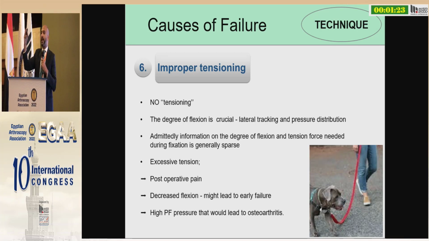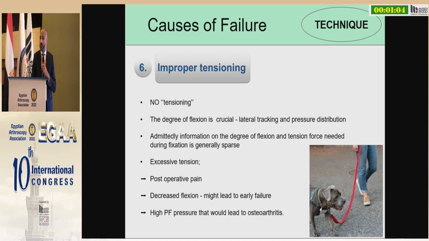And always remember that MPFL is never tensioned, it only guides the patella. So it's like the dog leash. The dog leash is always relaxed and not tensioned except at a certain point to prevent it going through the wrong side. So you shall fix your MPFL with no tension.